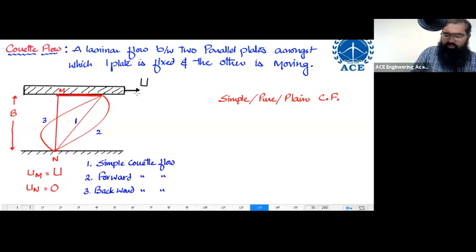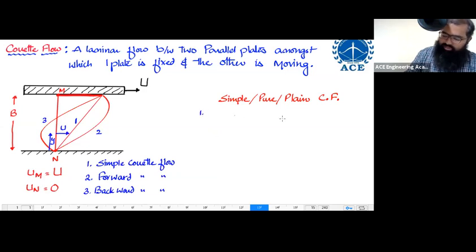In the case of simple or plain or pure Couette flow, imagine that I am having some distance y chosen over here, and the velocity over here is equal to small u. My aim over here is to develop the equation of velocity, the equation of shear stress, and the equation of discharge. Three things I'm supposed to develop. First thing is the equation of velocity. Second is equation of shear stress. And third thing, equation of discharge. I want to find these things out.